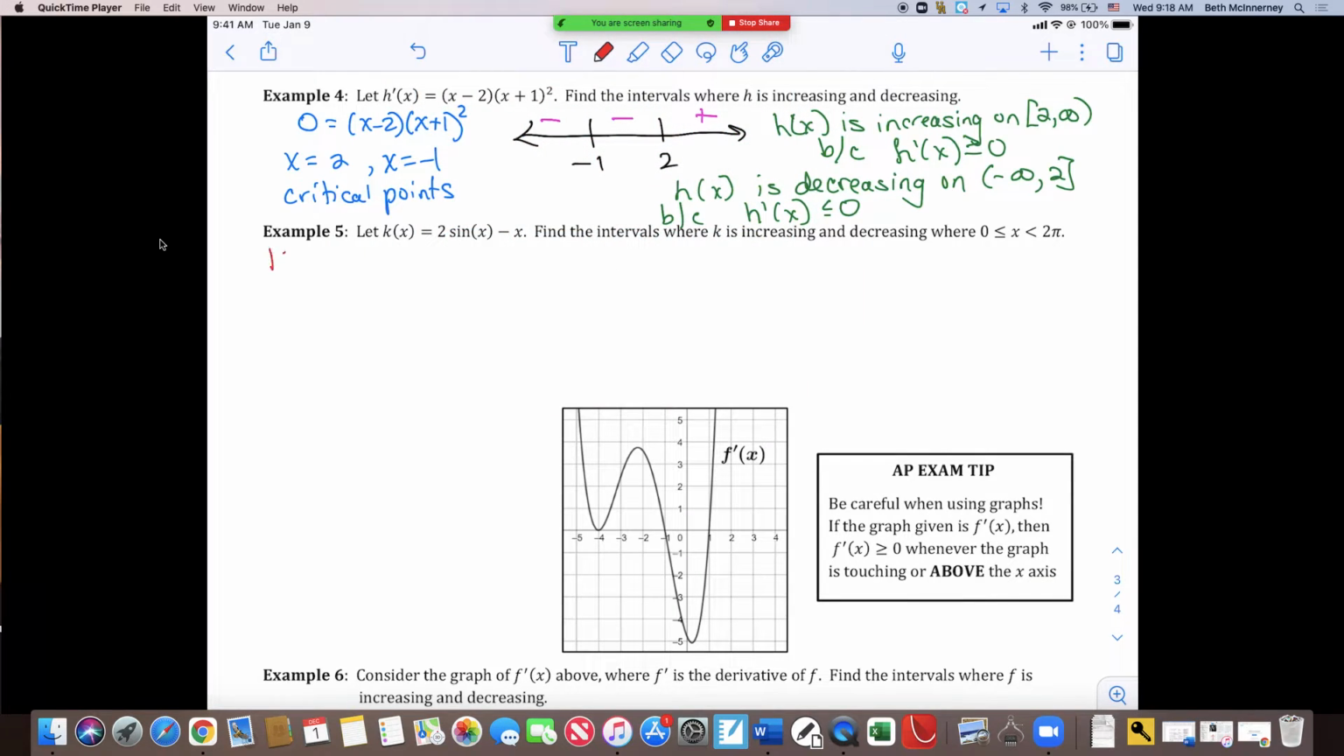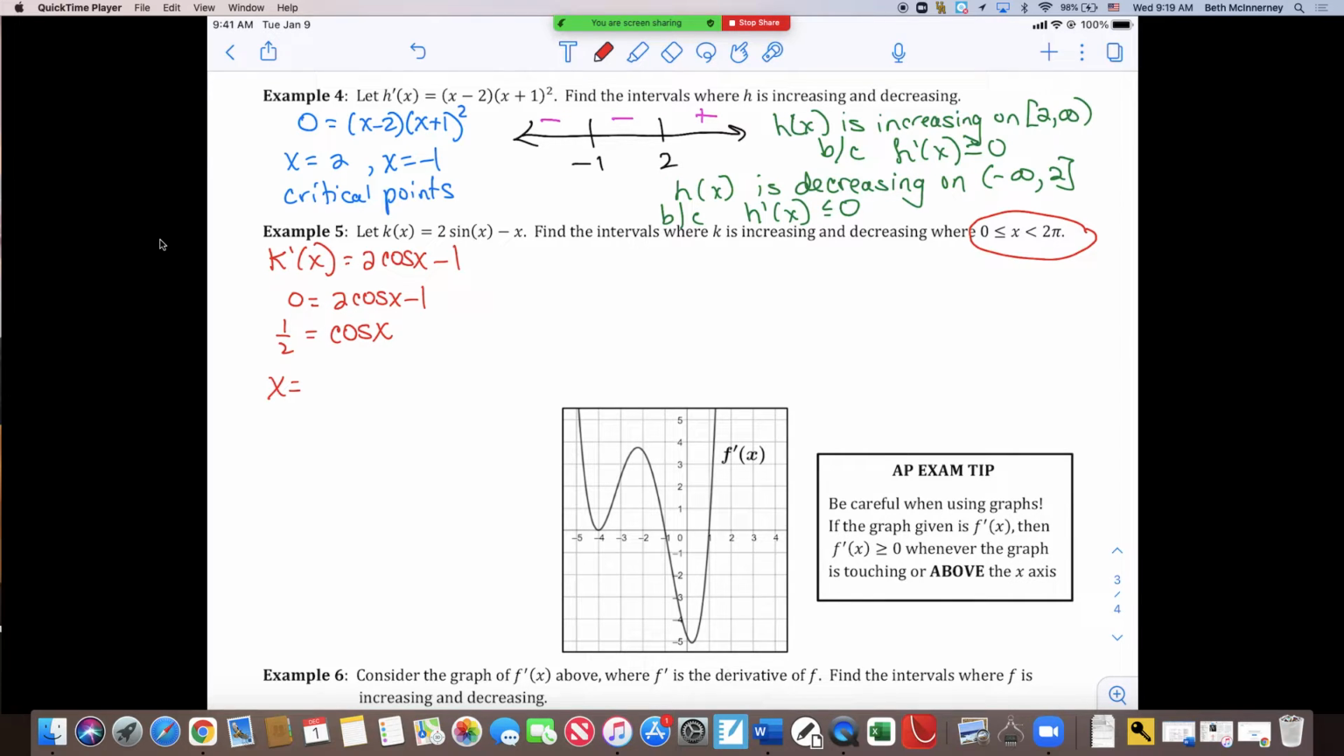All right, so I'm going to do k prime of x, which would be 2 cosine x minus 1. I'm going to set it equal to 0, and then I'm going to get cosine x equals 1/2. All right, pay attention to the interval. This says on the interval 0 to 2 pi, but not including 2 pi.